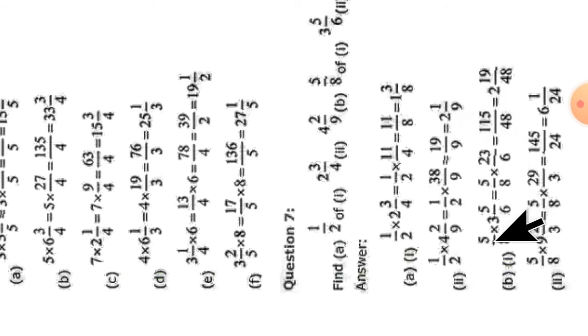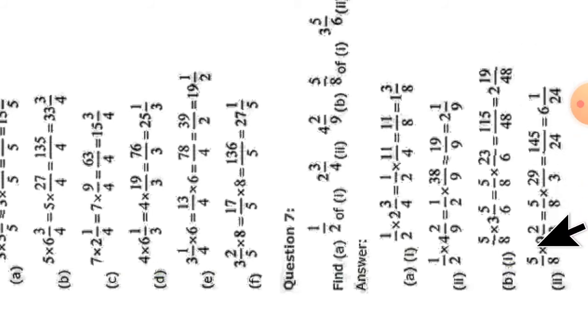Next one 5 upon 8 into 3 integer 5 upon 6. So 6 3s are 18. 18 plus 5 will be 23. So 5 upon 8 into 23 upon 6 equal to, 23 5s are 115 and 8 6s are 48. Divide 115 by 48, you will get 2 integer 19 upon 48.